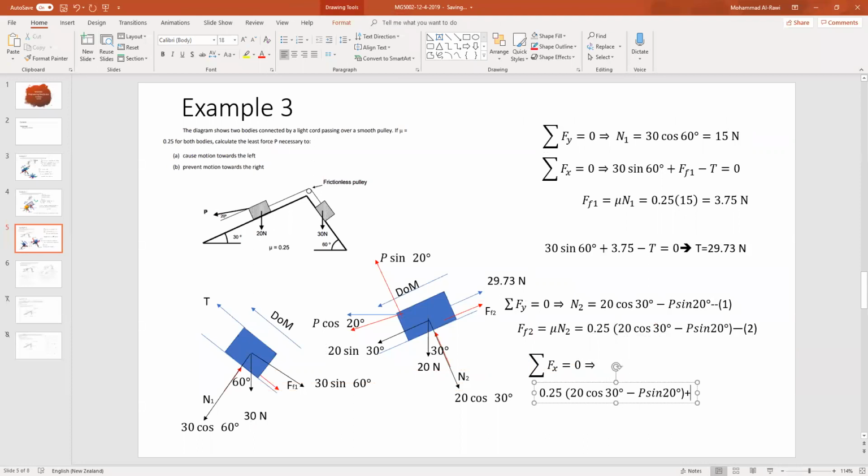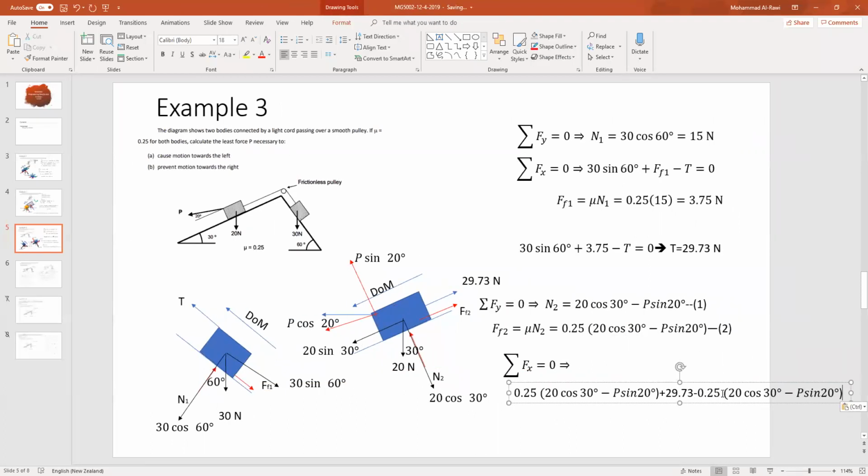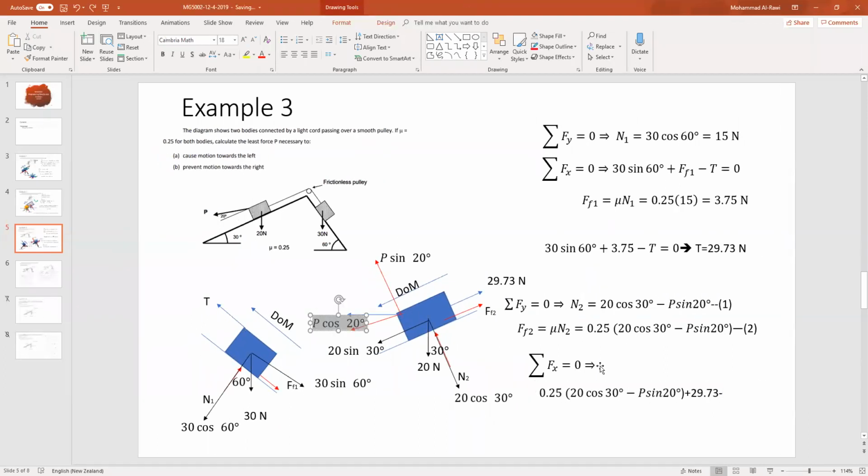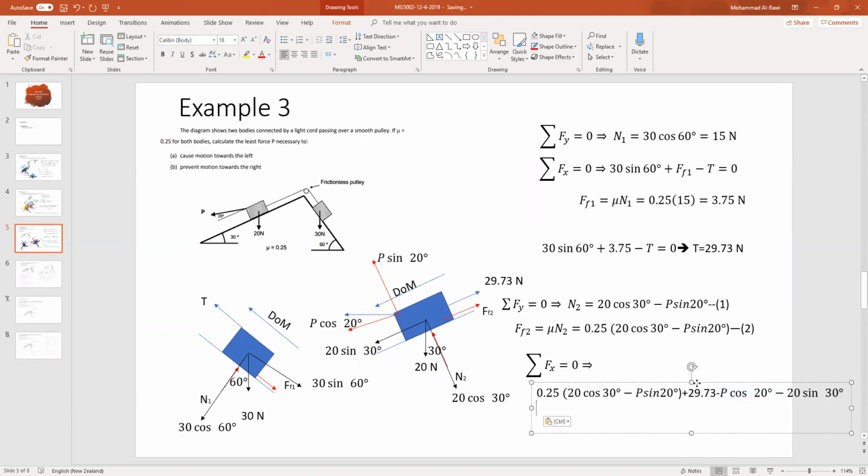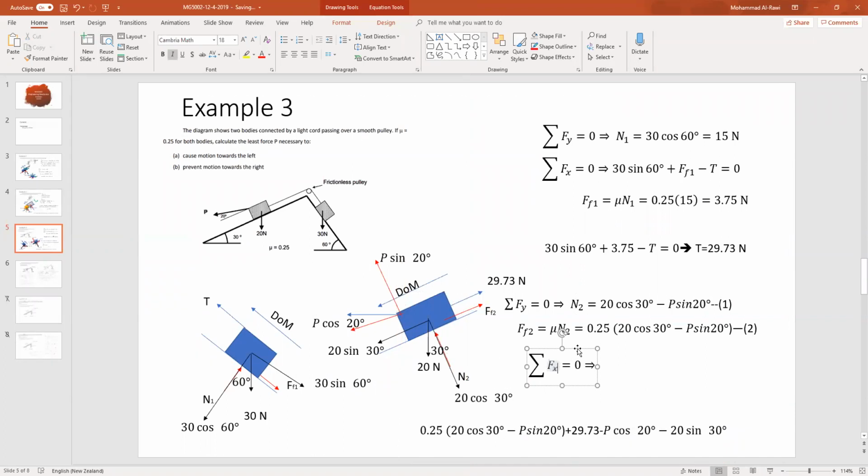Plus 29.73, that's the tension, this force. Minus P cosine 20. So I will copy that one. No, it didn't come. Control C. P cosine 30. Also minus the 20 sine 30. It's the longest equation, so I will put this here. That will lead to this one.